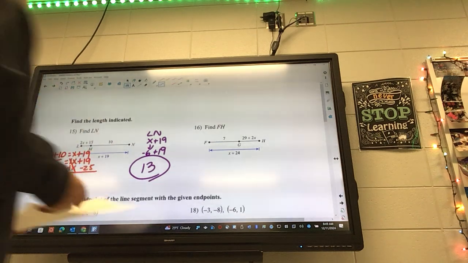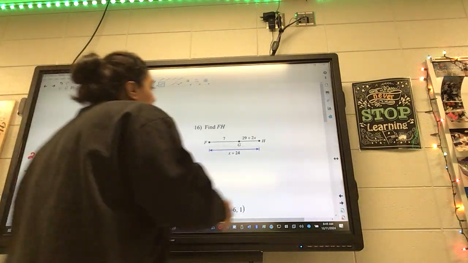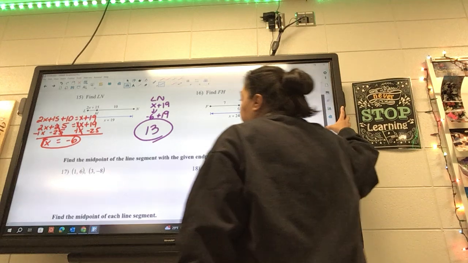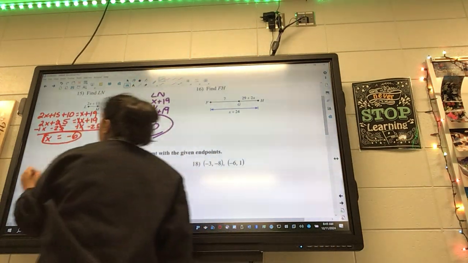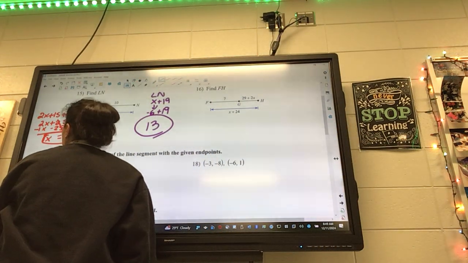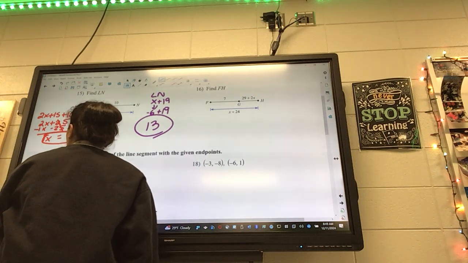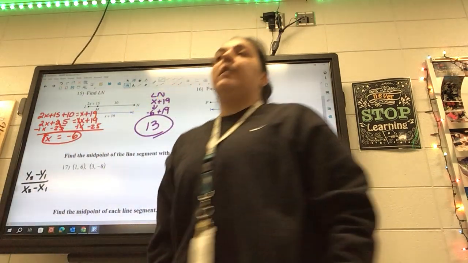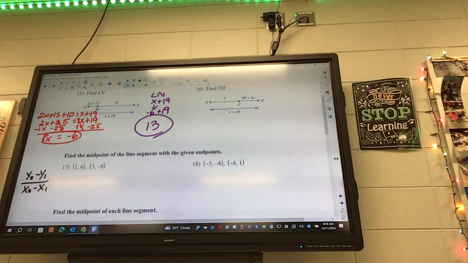Okay, 17 says find the midpoint. Make sure you write down this formula. The formula goes like this: y2 minus y1 over x2 minus x1. So write it down, that way you have it on the day of your test.